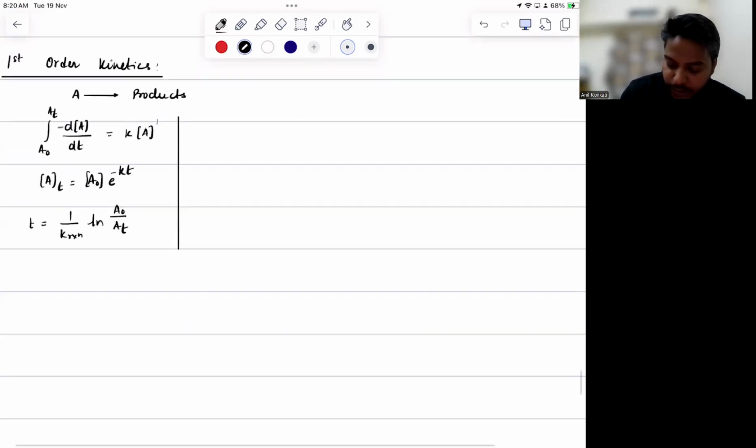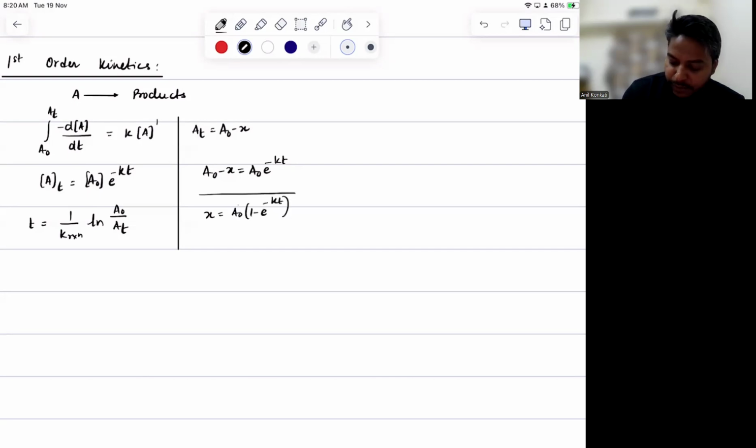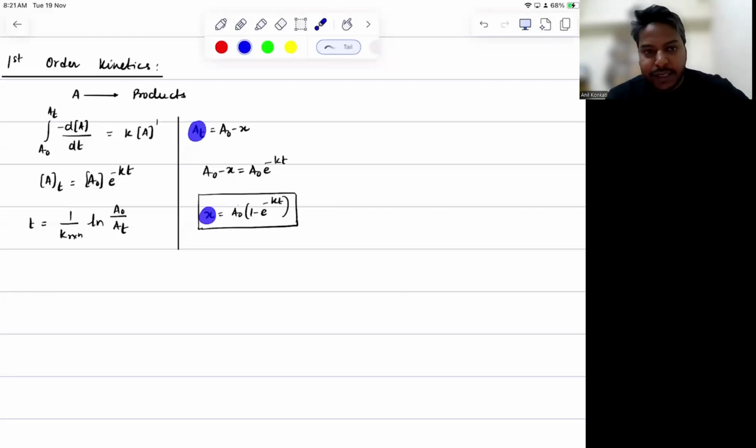See, At can also be written as A naught minus x. If you write that in terms of A naught minus x, here we'll be writing it as A naught minus x is equal to A naught e raised to power of minus kt, and x will be equal to A naught into 1 minus e raised to power of minus kt. This is another way of representing. x is called the extent of the reaction. At is the concentration of reactant at a time t.